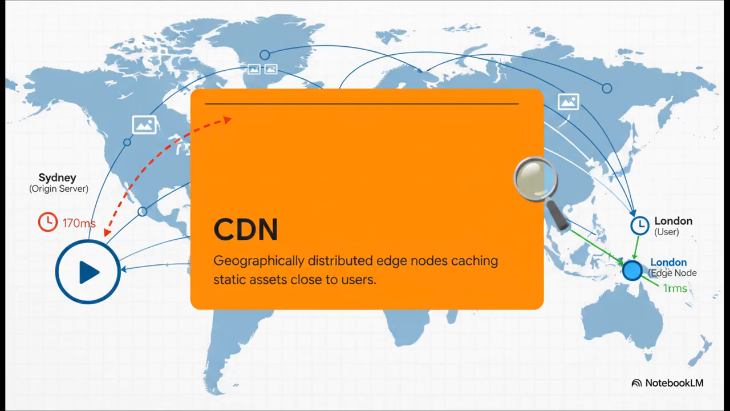The ultimate solution to this physics problem? The CDN, or Content Delivery Network. Instead of making a user in London wait for an image to travel all the way from an origin server in Sydney, which, by the way, takes about 170 milliseconds, a CDN caches that static asset on an edge node physically located right there in London. We shrink a massive global round trip down to just 1 millisecond. For static assets like videos and images, this is an absolute game changer for system performance.